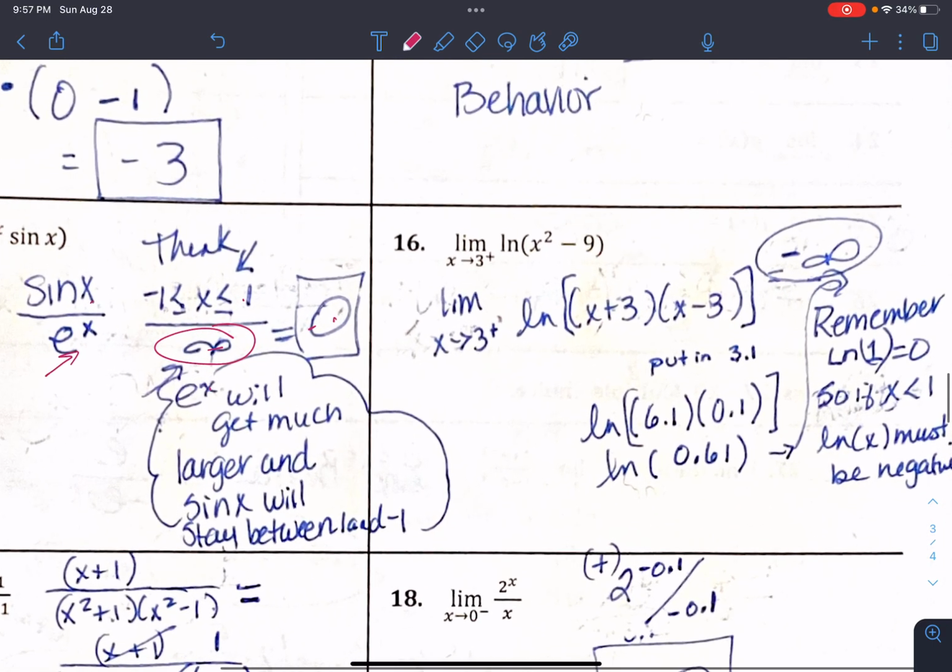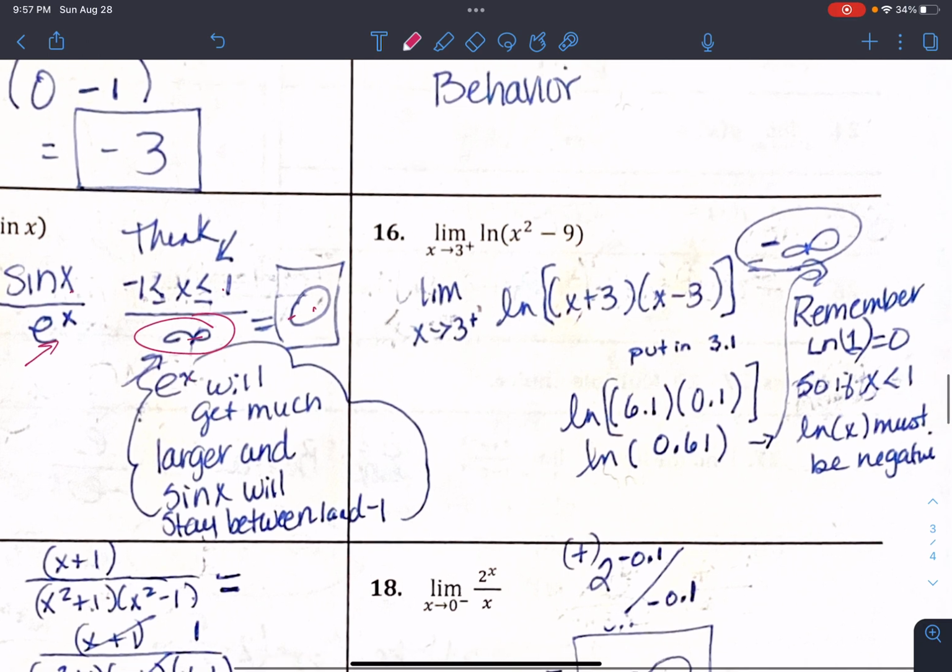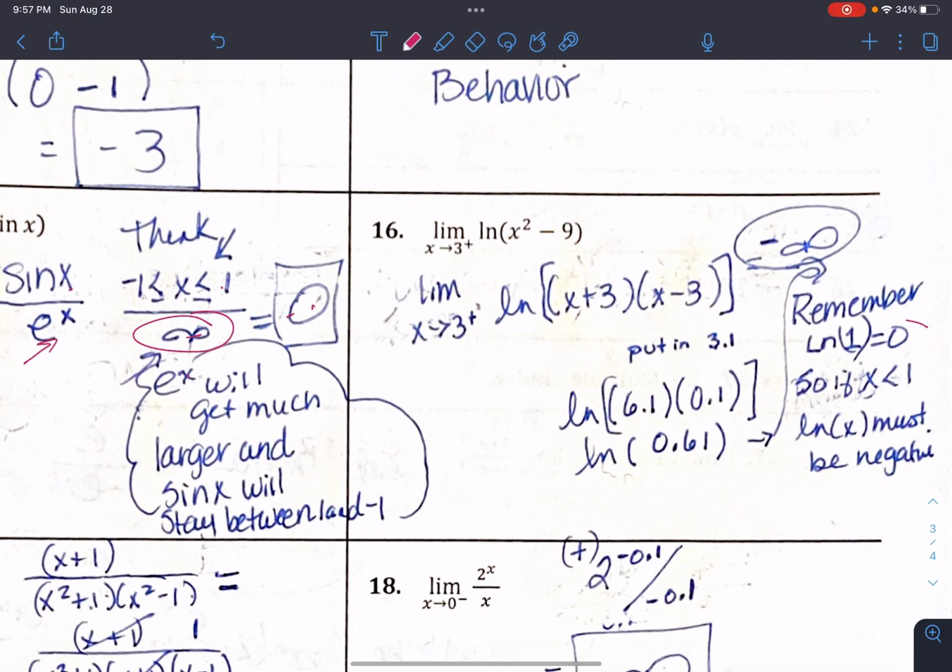Let's see what's going on here. So we have the limit from the right of this ln. And this is one of those testers, I guess. ln of 1 is 0. So if x is less than 1, you've got to think of the graph of ln of x. And this is 1 right here. So anytime your x is less than 1, ln is negative. Okay?